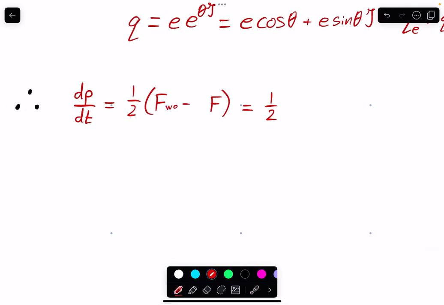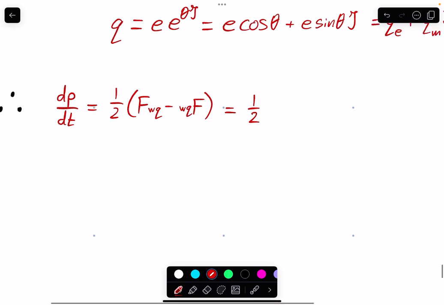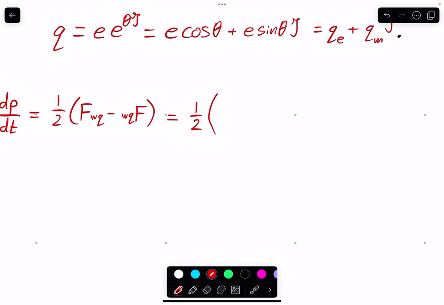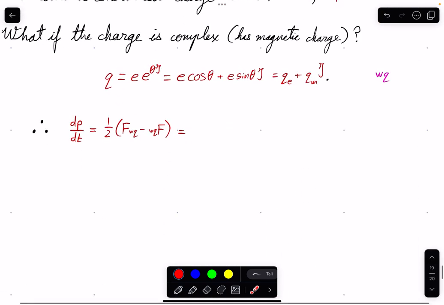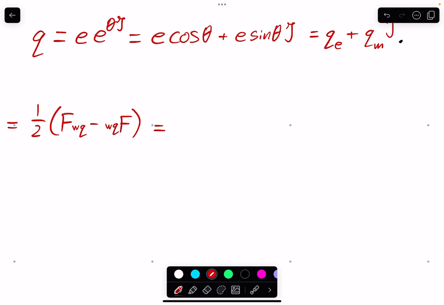So WQ, WQ, which is going to, I'm going to skip to the end result here because the math here, expanding this out, is just the same as expanding all this stuff out. So I'm going to just skip to the end result. You get Q, the electric charge, times the dot product of the velocity, W, plus the magnetic charge of F wedge W.